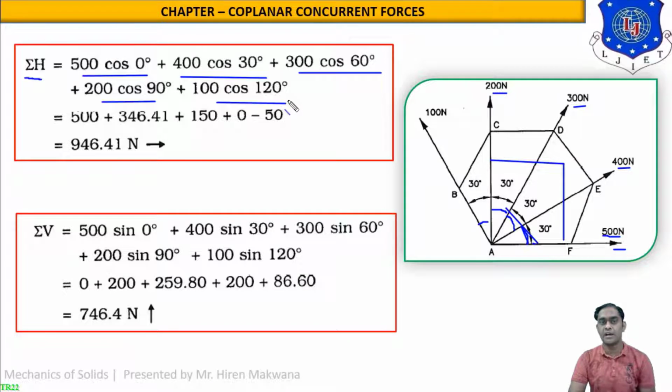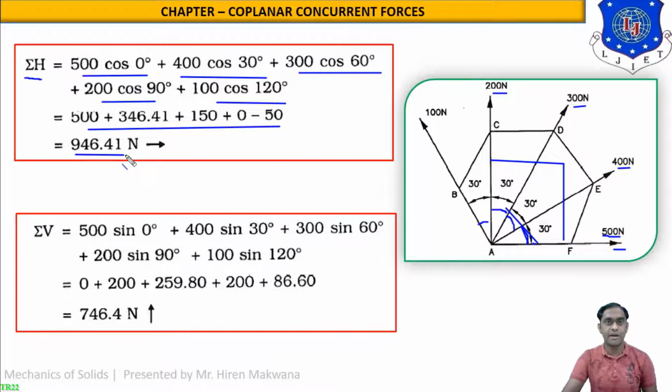So these 5 terms are to be calculated in your calculator. In the calculator, the simplification will be like this and the answer of sigma H will be positive 946.41 Newton. So this is the sigma H.